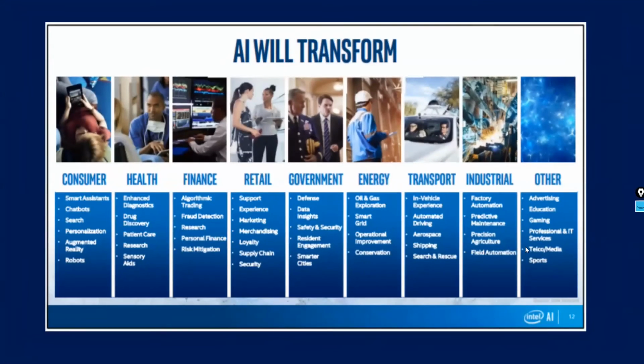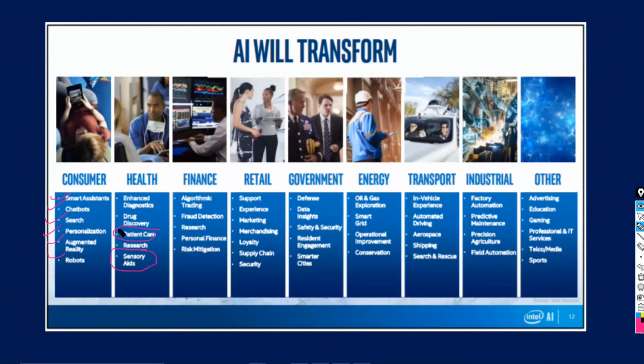What will AI transform, or where is it applicable? Intel says there are different categories where AI will be implementable: consumer, health, finance, retail, government, energy, transport, industrial, and then others. If you look down the hierarchy at the different use cases, you might already be seeing much of this in place.